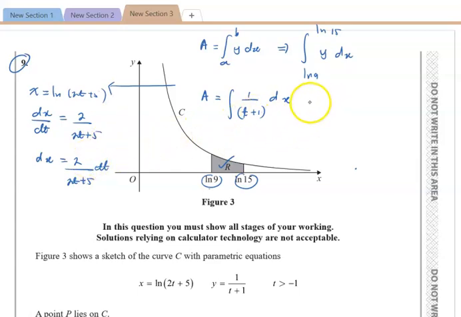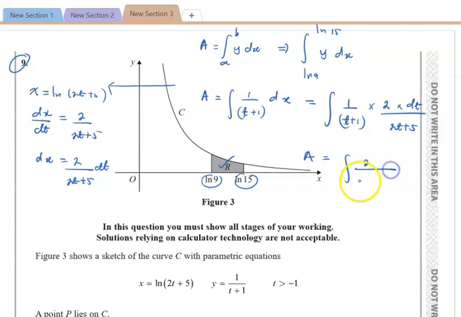That means our integral is going to be equal to the integral of 1 over t plus 1 multiplied by dx, and dx is 2 times dt over 2t plus 5. That means your area is equal to the integral of 2 over t plus 1 and 2t plus 5 dt.